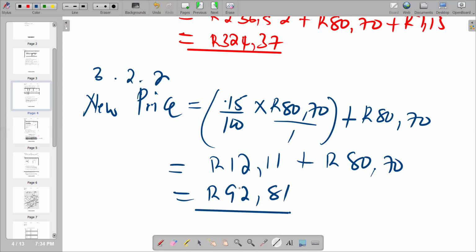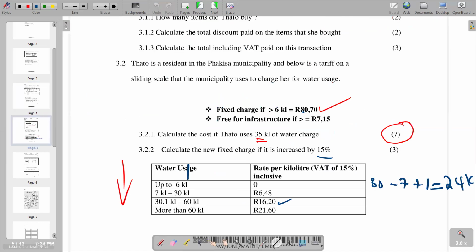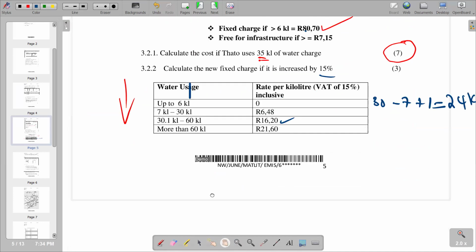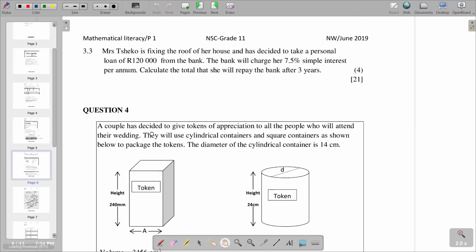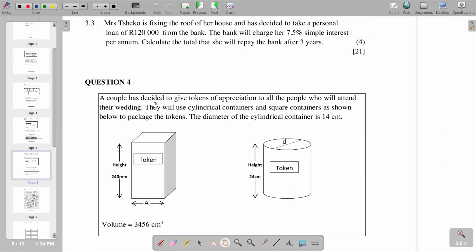And of course, we do need to move on to the next part. So we are done on this one. We move on to the last part of our question 3, which says, Ms. Sheko is fixing the roof of her house and has decided to take a personal loan of 120,000 rands from the bank. The bank will charge a 7.5% simple interest per annum. Calculate the total she will repay the bank after 3 years.